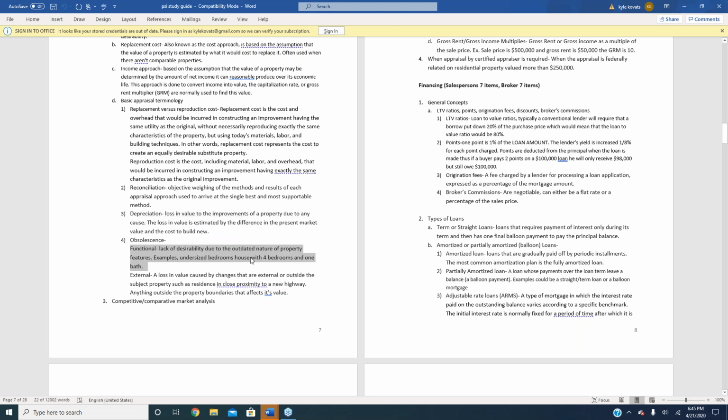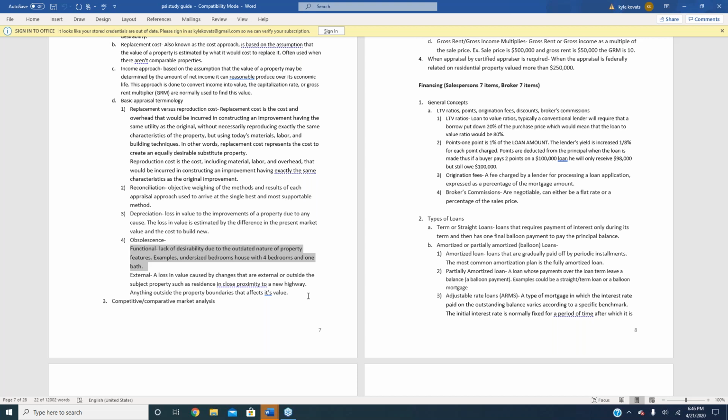Then we have functional versus external obsolescence. So functional obsolescence is the loss in value due to the outdated nature of your home. This would include things like a poor floor plan, a bad layout, small closets, no closets, 8 bedrooms, only 1 bathroom, just the general outdated style of my home. We would call that functional obsolescence. This wouldn't include normal wear and tear like physical deterioration.